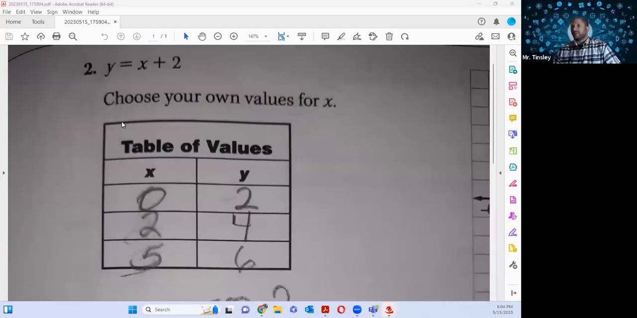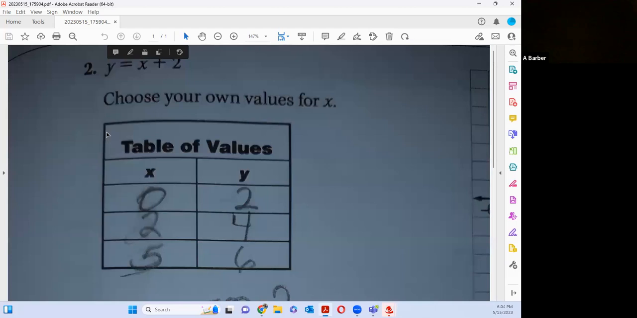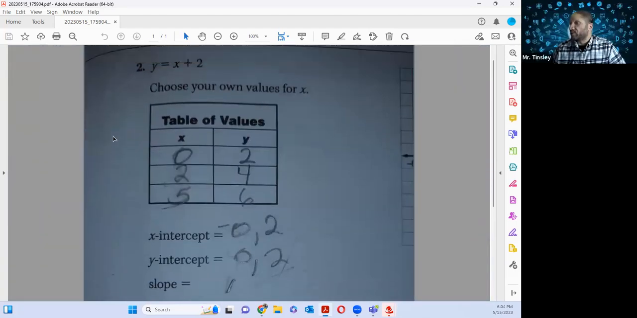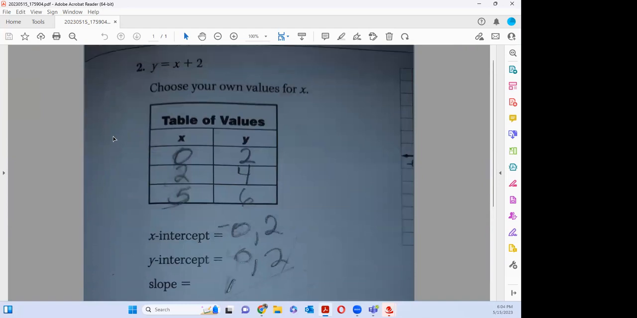It says, this meeting is being recorded. Let me see. It says, what do they want to know? They want to know the x-intercept and the slope. Okay. Well, all right.